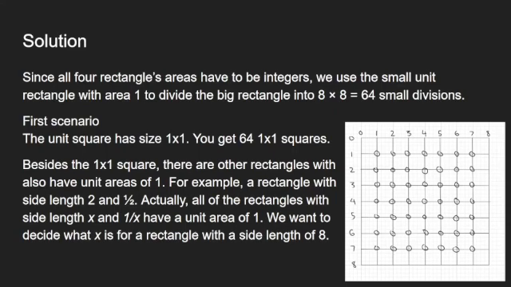And besides the 1 by 1 square, there are other rectangles which also have unit area of 1. For example, a rectangle with side length 2 and height 1/2 also has an area of 1. And actually, all of the rectangles with side length x and height 1/x have a unit area of 1. So we want to decide what x is for a rectangle with a side length of 8.